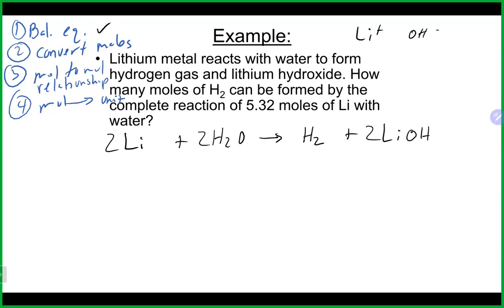Really, the only thing given to us is we have 5.32 moles of this guy, and we want to know how many moles of this guy, H2, we're going to end up with. Do I need to do number 2?